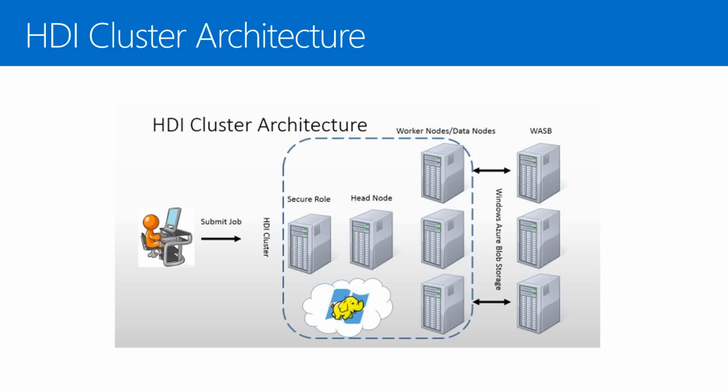And a few highlights here. The head node is an 8-core, 14-gig machine, and it hosts your name node, secondary name node, and the job tracker. Apart from that, it also hosts your Hive server, Pig, Sqoop, the Metastore, and your database server. All of these get into the head node. The worker nodes are also Azure large VMs, with 4 cores and 7 GB of RAM, and the worker nodes run the task tracker, the data node, and your Hive and Pig clients and things like that.